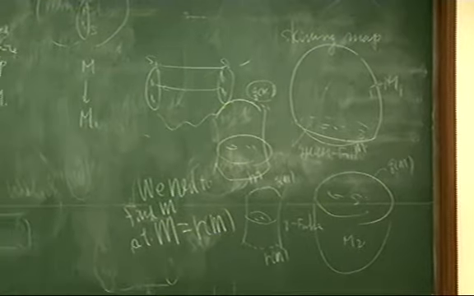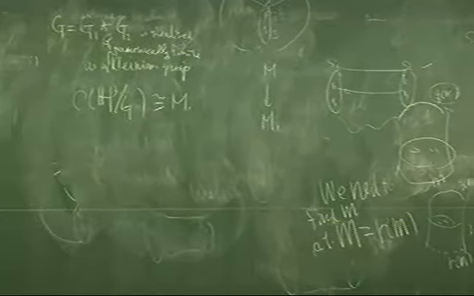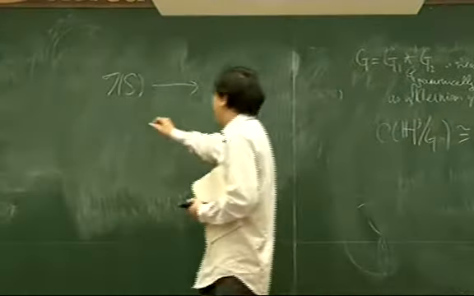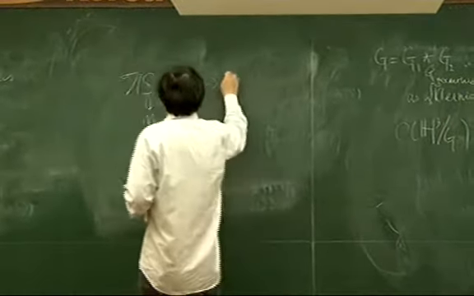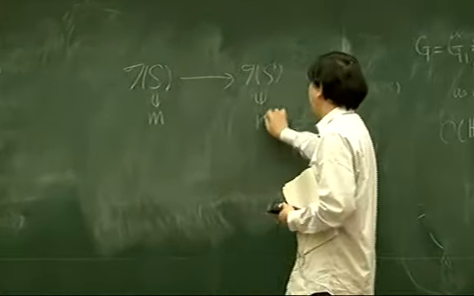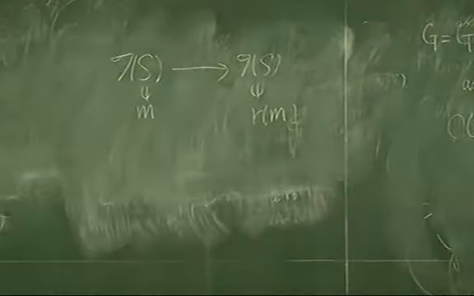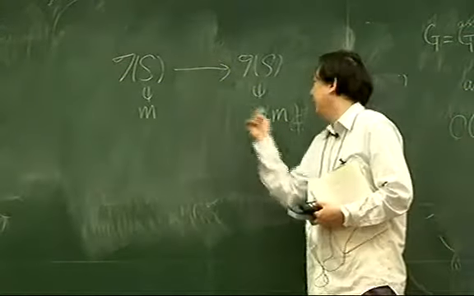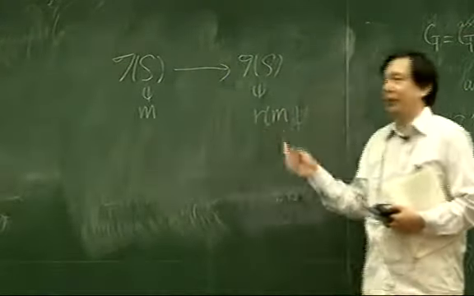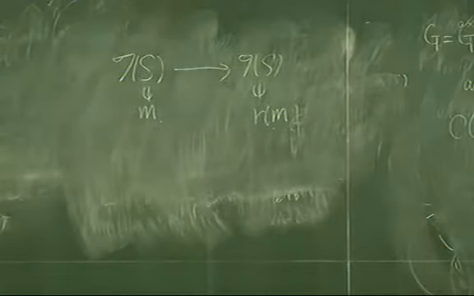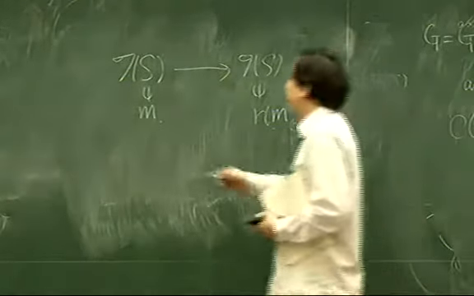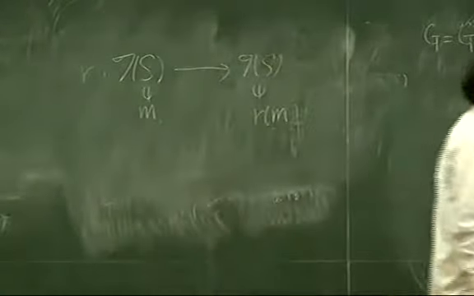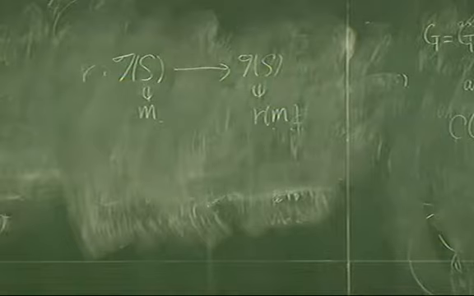So we can regard this problem as the finding of a fixed point. Start from some M, and you get some Rm by this construction. What you have to show is that you can find M such that Rm is equal to M. So what you have to show is that this map R has a fixed point in the Teichmüller space. Okay.